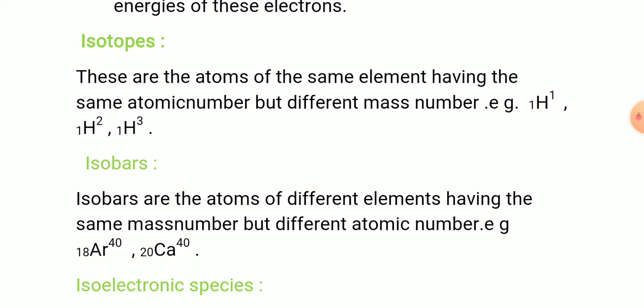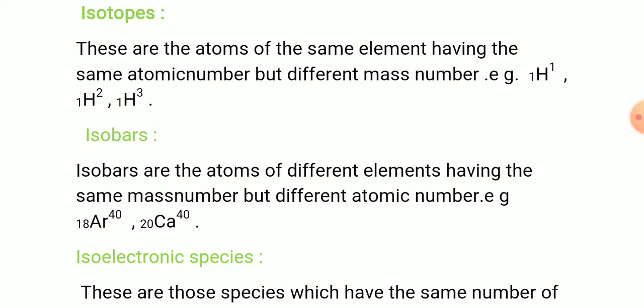Now, isotopes are atoms of the same element having the same atomic number but different mass numbers. For example, 1H1, 1H2, 1H3 are three isotopes of hydrogen. Atoms of the same element having the same atomic number but different mass numbers are called isotopes.